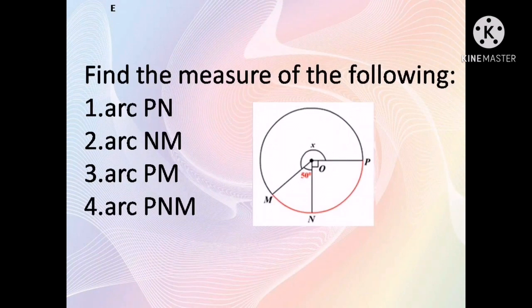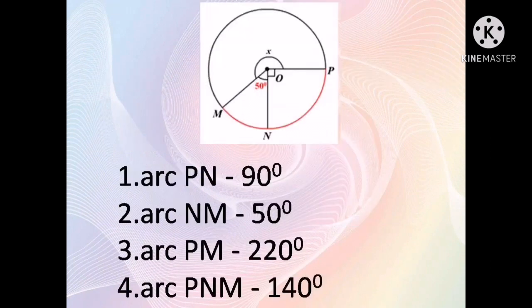Now, using the same figure, let's find the measure of the following arcs. Number 1, arc PN. Number 2, arc NM. Number 3, arc PM. And number 4, arc PNM. So how can we get the answer? Let's remember that the measure of the central angle is equal to the measure of its intercepted arc.